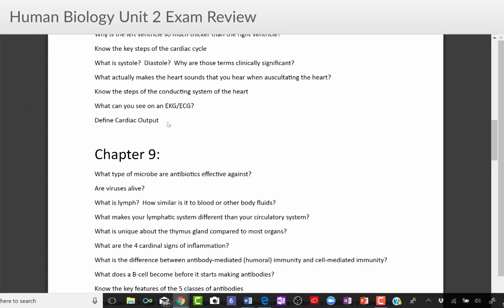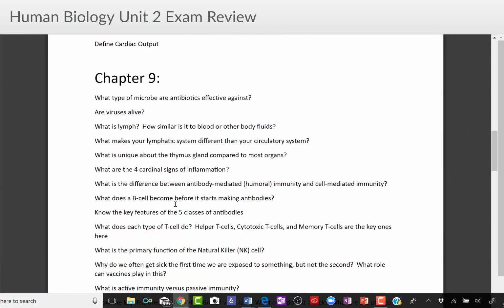So no big deal. All right, lastly, define cardiac output. So your cardiac output is how much blood you move per minute. So it is your stroke volume, which is how much blood you move per contraction, per beat, times your heart rate. How many times is your heart beating in a minute? So that is your cardiac output, which is normally 5 to 6 liters a minute for someone sitting there at rest. Okay, next chapter.